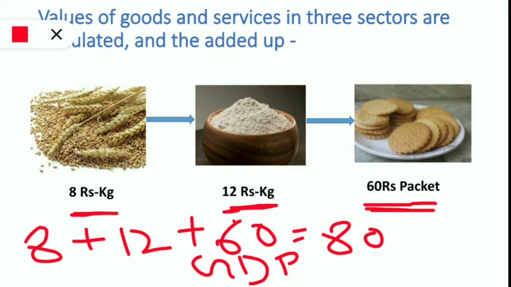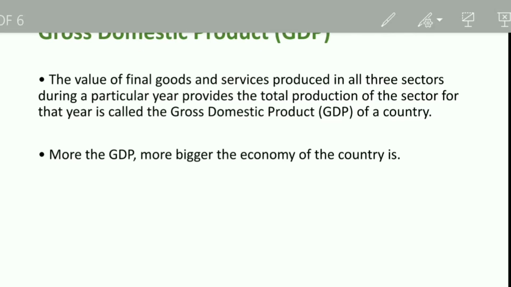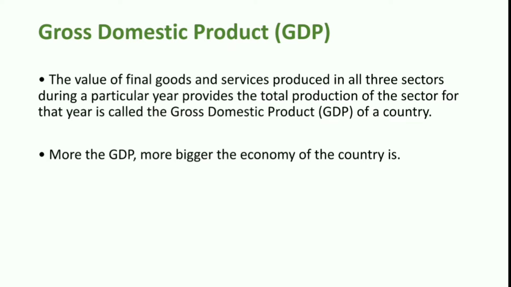Next, we'll talk about what GDP is. The value of final goods and services produced in all three sectors during a particular year, which provides the total production of the country for that year, is called the gross domestic product of a country. This GDP is calculated for a fixed time period, that is one year, and it will tell you how big the economy of a country is.